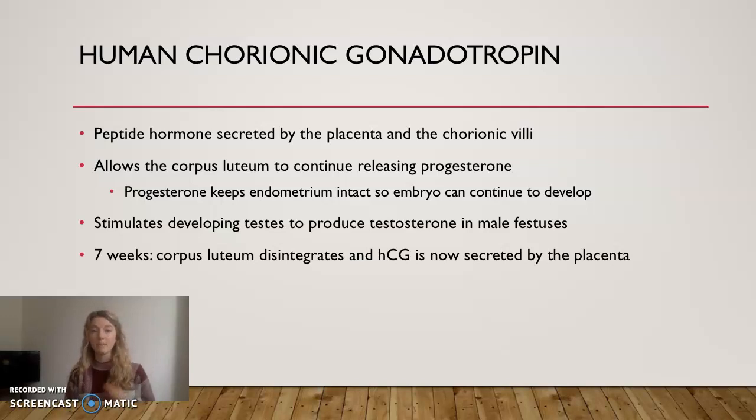Once the placenta has had about 7 weeks of development, it can now produce progesterone. This means that the corpus luteum no longer has a role to serve in embryonic development, so it disintegrates. The placenta now produces both HCG and progesterone. Peak HCG levels are produced around 3 months, and then they decline. HCG is typically the hormone that is detected during pregnancy tests.